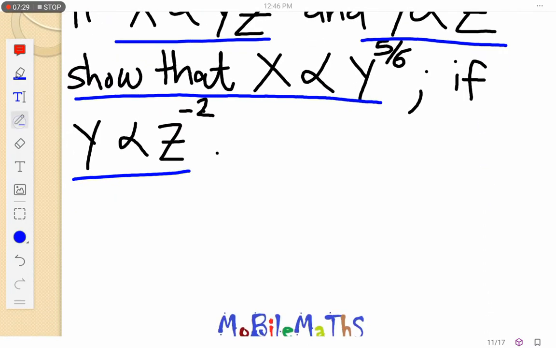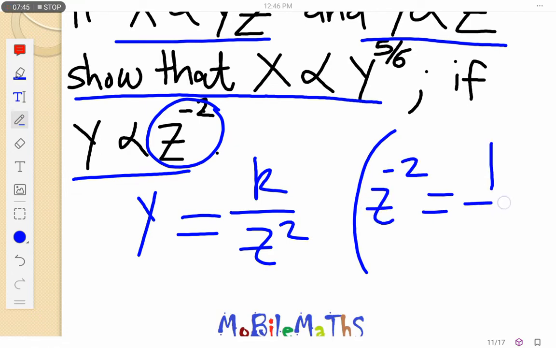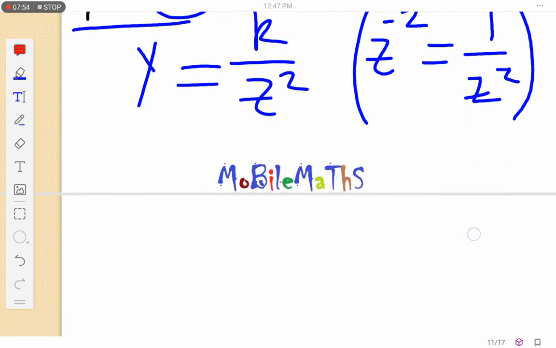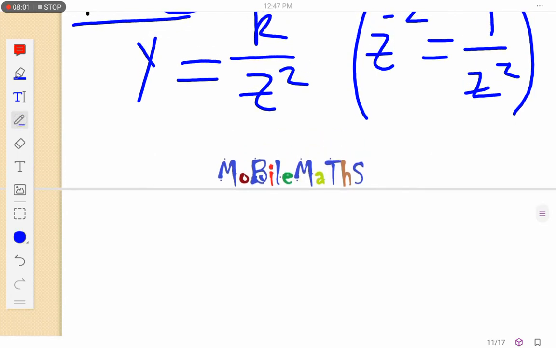What we can do is write y is equal to, introducing a constant, k over z squared. This is the same thing as z to the power of minus 2 equals 1 over z squared; that's where I'm taking this from, indices. Okay, let's go on. With that information, I can now make z the subject of the formula. So I'm going to multiply both sides by z. I'll have z squared y is equal to k.